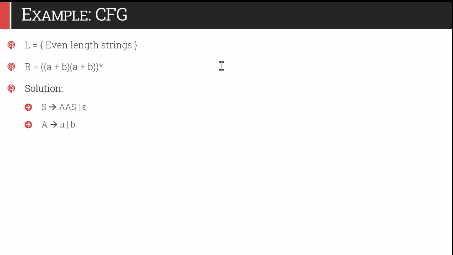And using A, we have to produce either A or B. So simply A implies A or B. So we will get strings of even length.